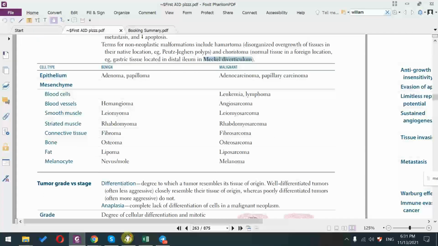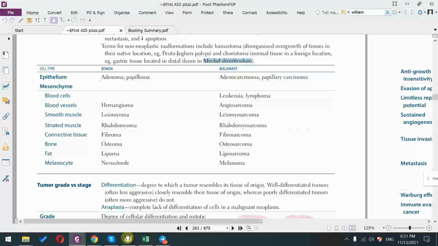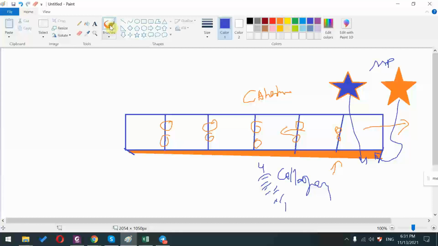So the next one here, we have the epithelium. So the epithelium goes something like this. If the tumor is benign, we call it an adenoma or a papilloma. So an adenoma means something that is coming from a gland. Make a note about this. While a papilloma, it's something like this. A papilloma means that you have a vessel going in the middle.